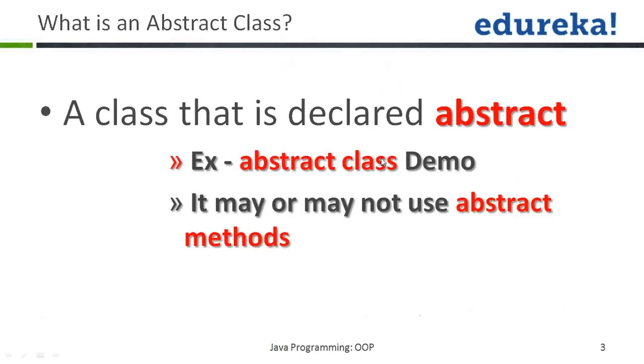Moving on, what is an abstract class? A class that is declared abstract is called an abstract class. A class which is preceded by the abstract keyword. Whenever you define an abstract class, you write abstract, then the name of the class. Hence, that class is termed as an abstract class. Example is abstract class Demo. So this class Demo is actually an abstract class because it has been declared as abstract right here using the abstract keyword. It may or may not use abstract methods.